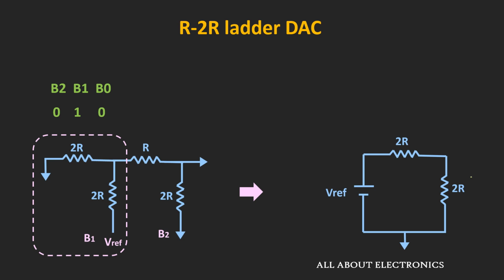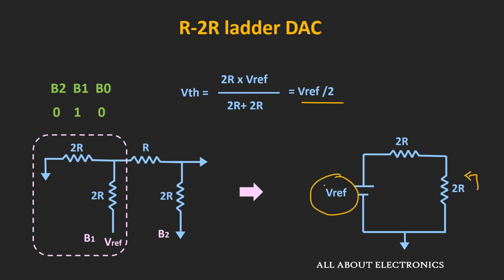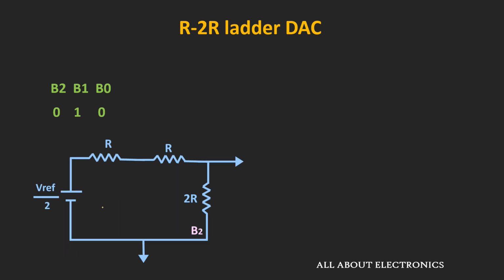So for this circuit, the Thevenin's equivalent voltage will be equal to 2R divided by 2R plus 2R times V reference, that is equal to V reference by 2 volt. And by considering this voltage source as 0, the Thevenin's equivalent resistance will be equal to R. So if we replace this portion by the equivalent circuit, then the equivalent circuit will look like this.